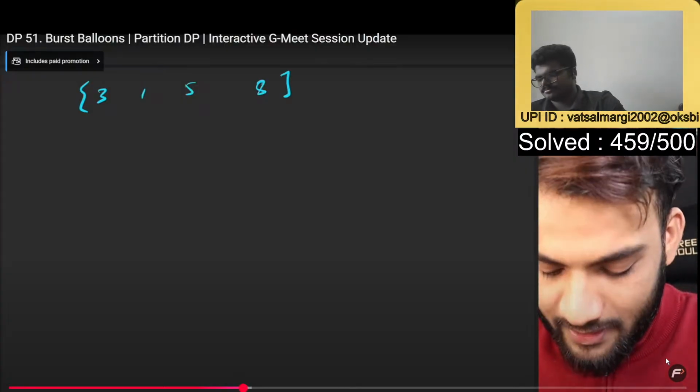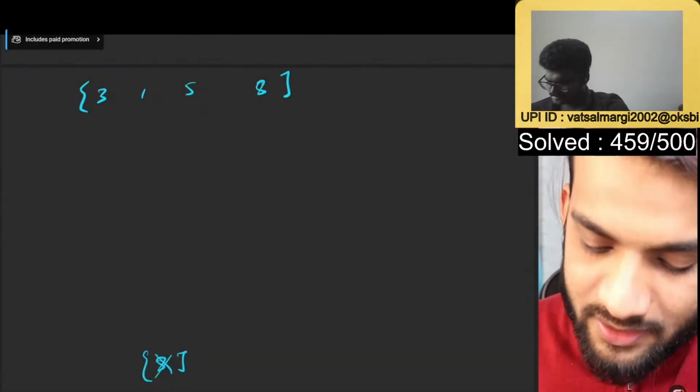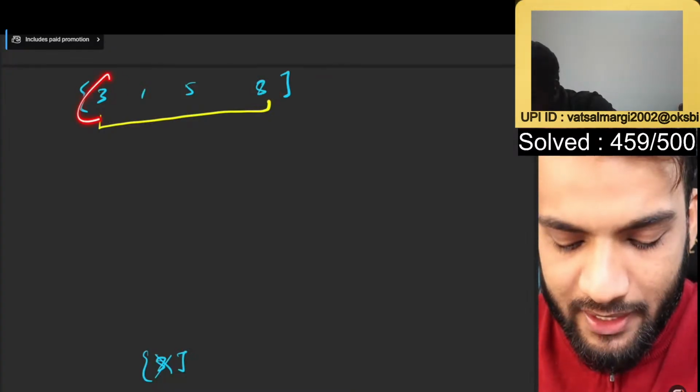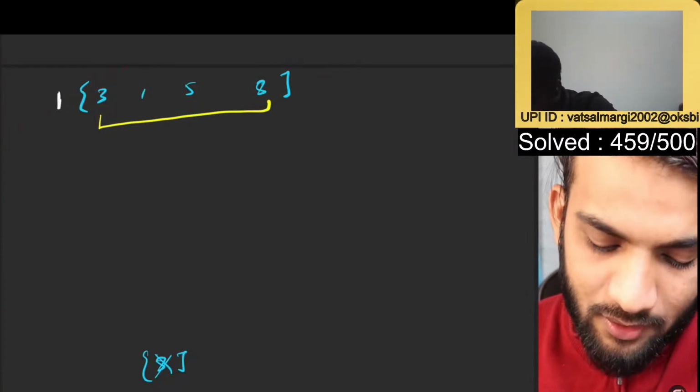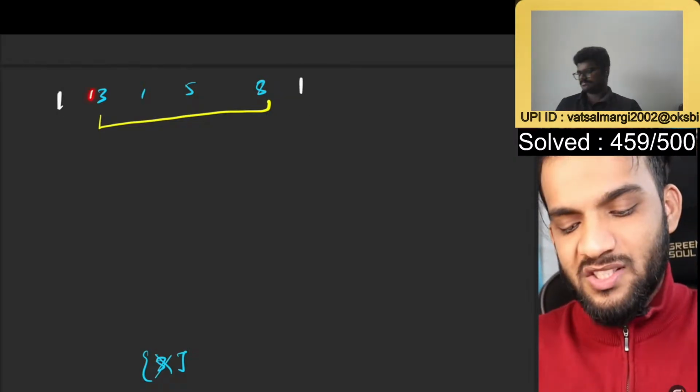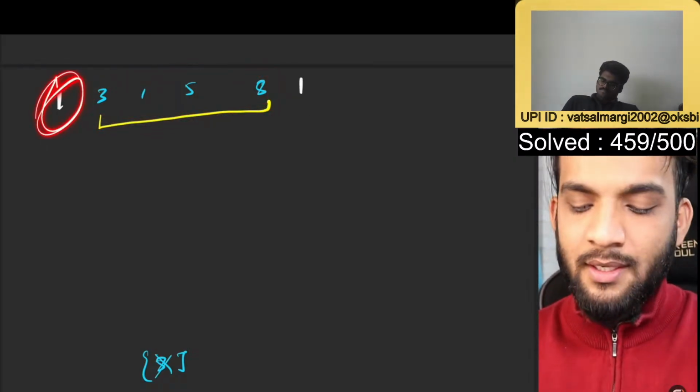I say 8 is the last guy to be bursted, okay? So as of now, we had this entire range that has to be solved. Now to avoid complications, we know on the right of 8 there is no 1, and on the left of 3 there is no 1. So just to avoid complications, I'll add a 1 on the left and I'll remove this, and I'll also add a 1 on the right. But these are the numbers that I have to solve.